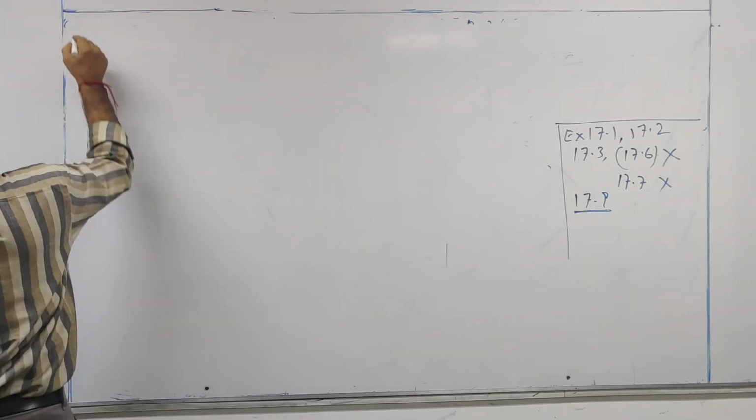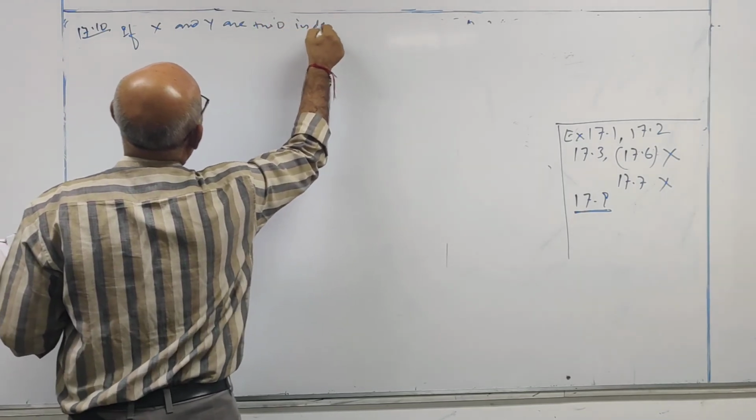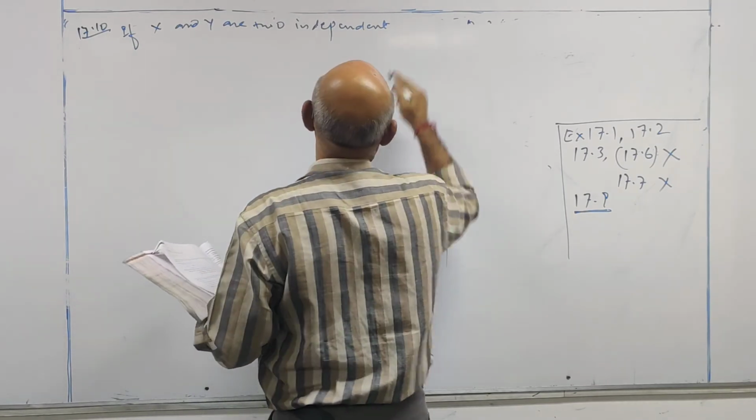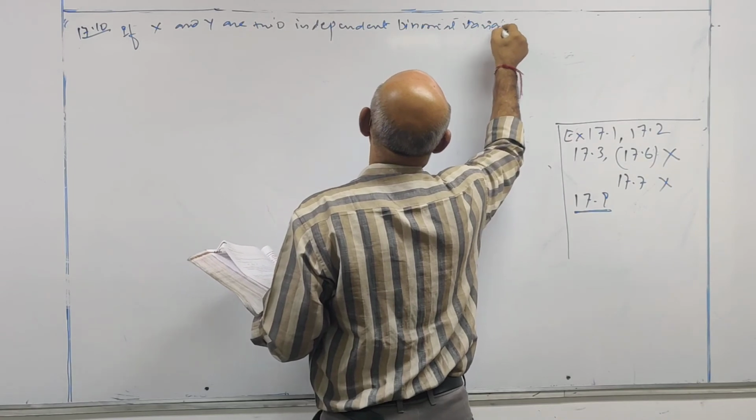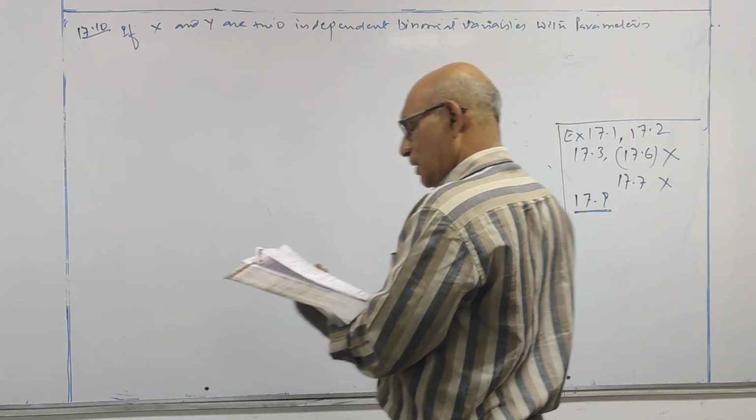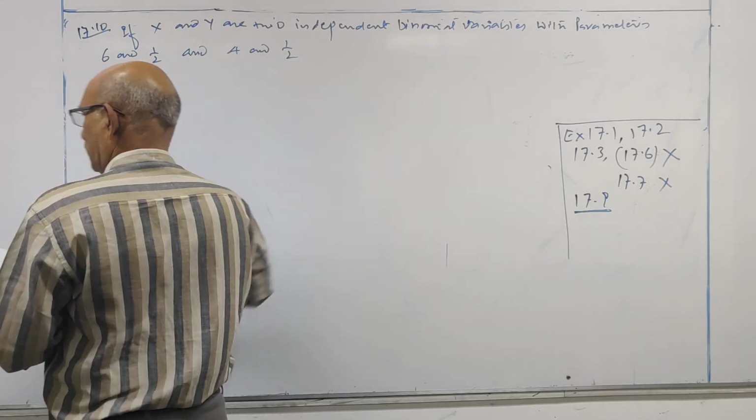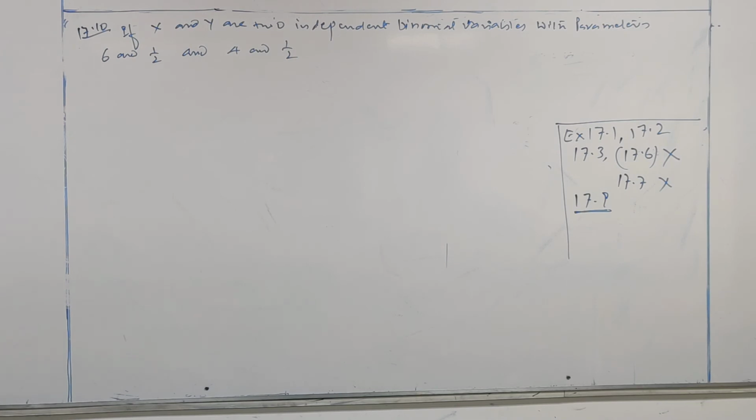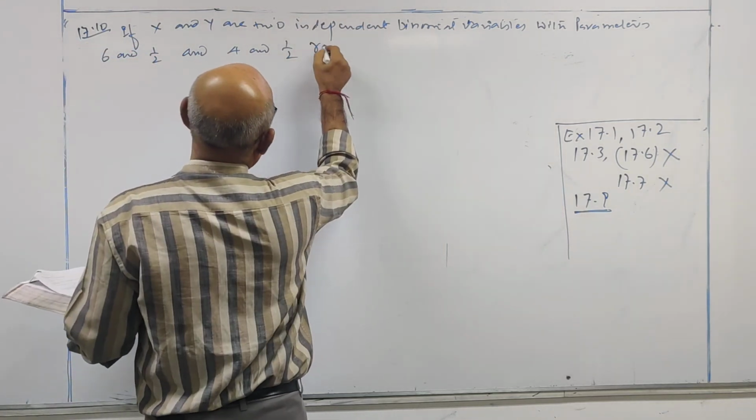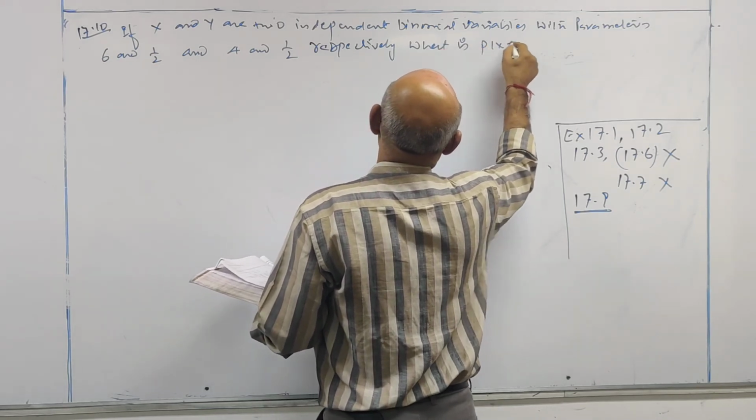Now look at this 17.10. If X and Y are two independent binomial variables with parameters 6 and 1 by 2 and 4 and 1 by 2 respectively, what is P of x plus y greater than or equal to 1?